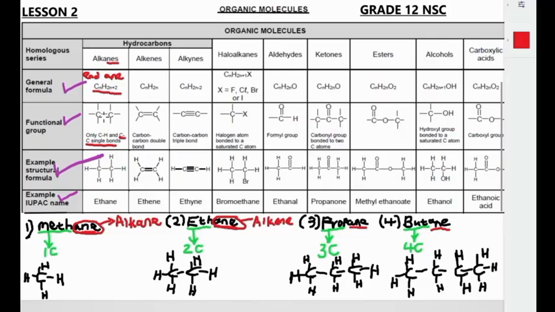All right, guys. If you want to see what the general formula CnH2n+2 means, can you see the subscript n on the carbon atom? n means the number of carbons. So let's look at methane and its molecular formula. If you write the molecular formula, you're going to see that we have 1 carbon atom.